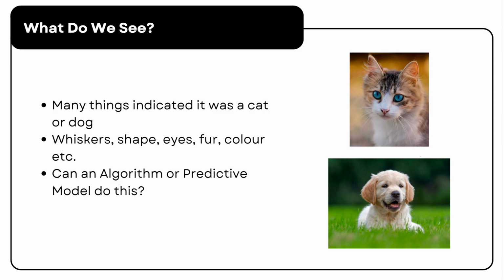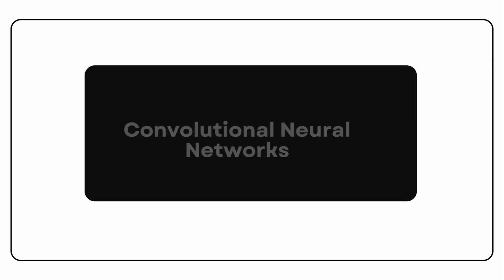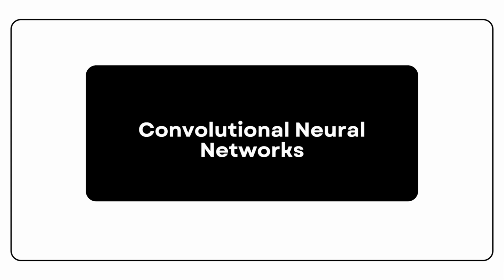But how does a computer or an algorithm or some software do this? How does it know whether it's a cat or a dog? How do we predict this from an image? That's what convolutional neural networks allow us to do. These are types of neural networks that allow us to feed images in and get a class out of it. And that's the most basic sense of what it is.